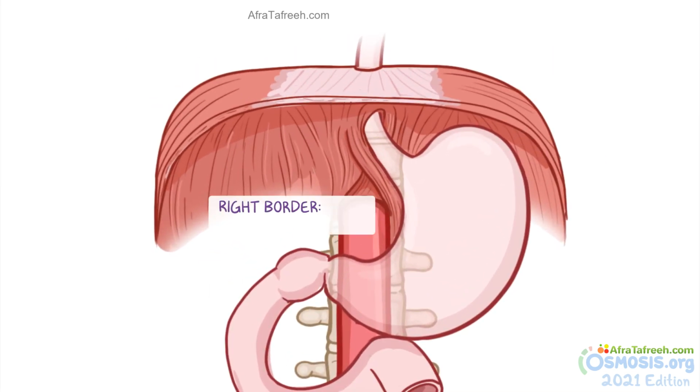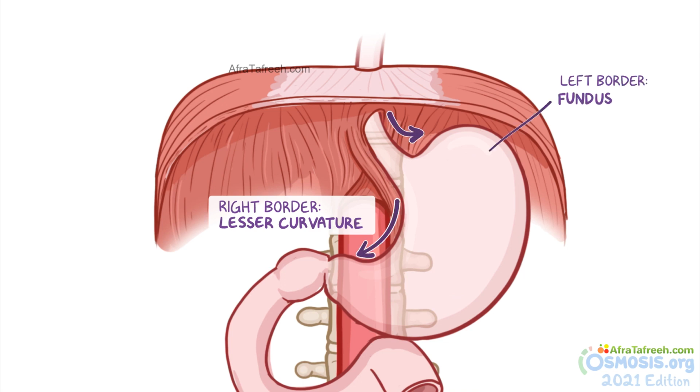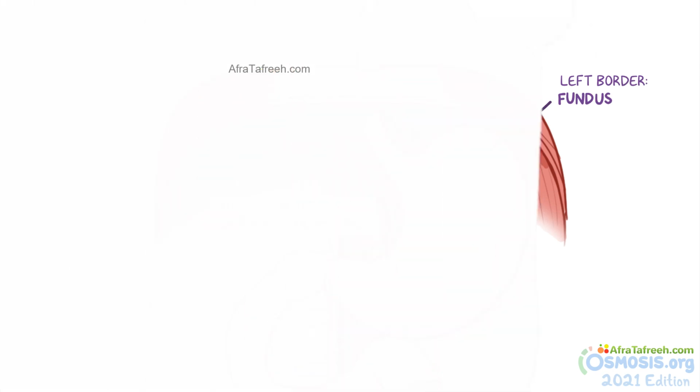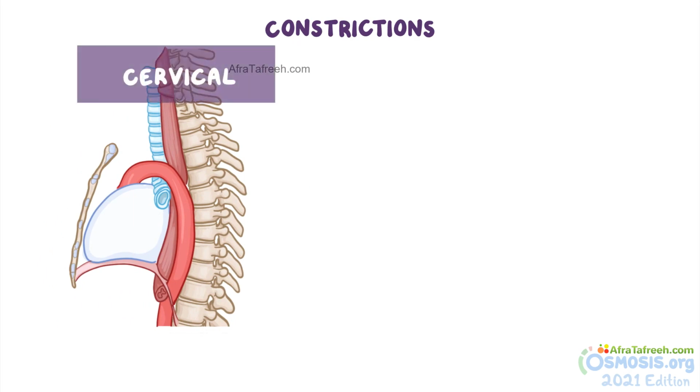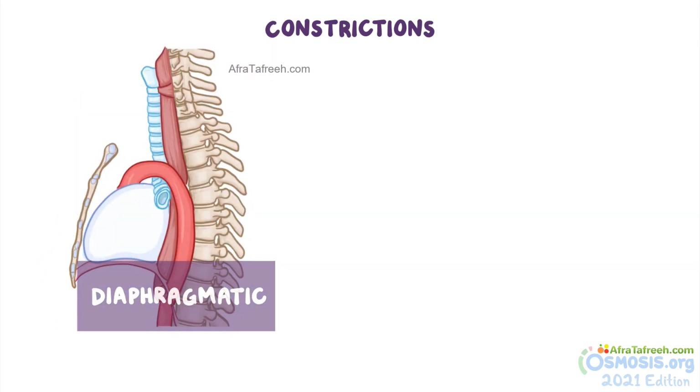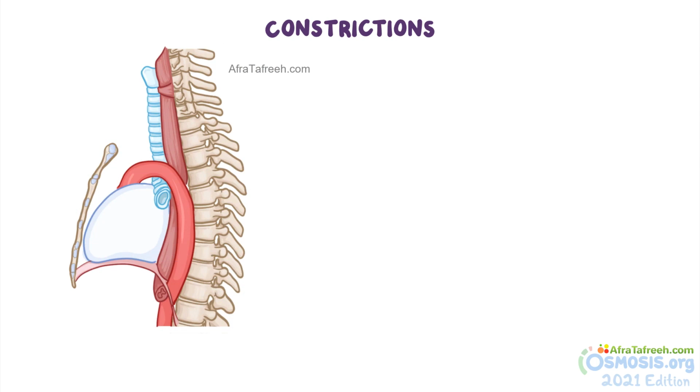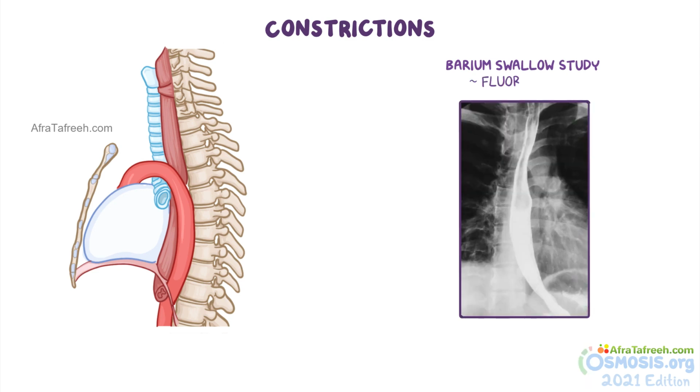The right border of the abdominal esophagus continues with the lesser curvature of the stomach, while its left border will eventually continue with the fundus of the stomach. There are also important points along the length of the esophagus where there are natural constrictions. These constrictions of the esophagus are caused by four structures passing the esophagus as it descends in the cervical, thoracic, and diaphragmatic regions. Now, to better visualize the esophagus and these constrictions, a barium swallow study can be performed, which uses an X-ray imaging technique called fluoroscopy.